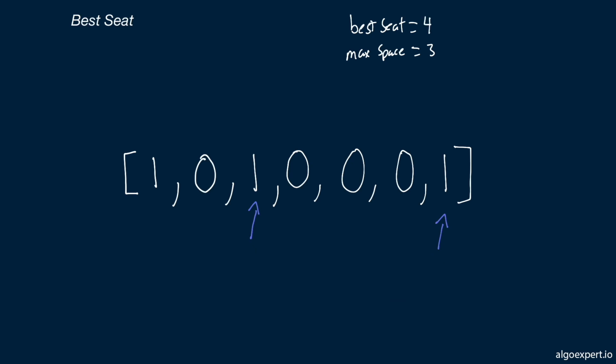Okay, so now we would continue iterating. We would take the left pointer and put it where the right pointer currently is, and the right pointer would keep iterating until it finds another 1, but in this case we just get to the end of the array, so because we are at the end of the array, we cannot do anything more. There's nothing more to find, there's no more seats to look at, so we can just return the best seat we have already found, which of course is going to be 4.